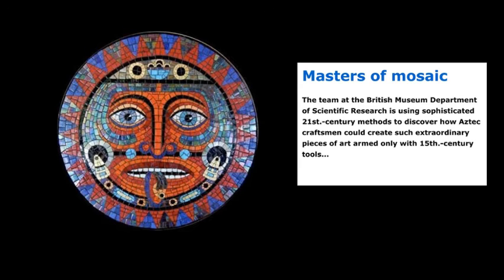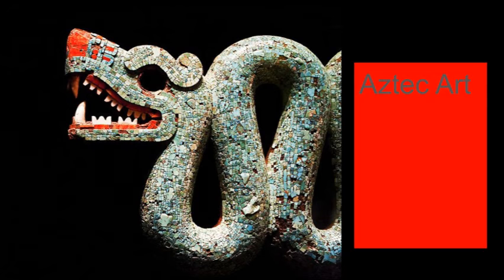Another type of work was the mosaic. The mosaic was done in lots of different ways. It was done to depict the gods. It was done to create demons. And a mosaic is just small pieces. They use stone and sometimes jade to create another picture.